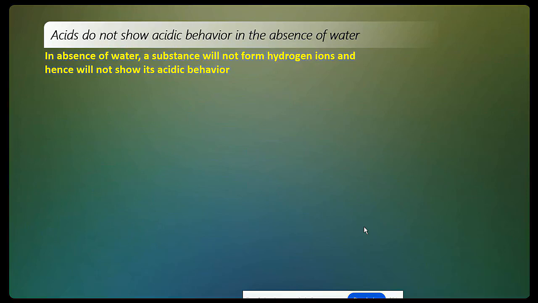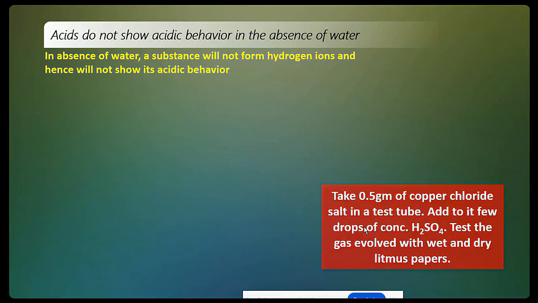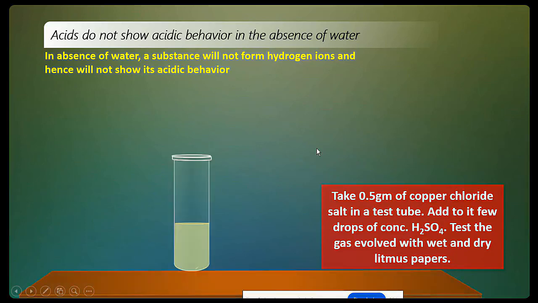So to get dry HCl gas, take 0.5 grams of copper chloride salt, CuCl2, in a test tube and add to it a few drops of concentrated sulfuric acid, H2SO4. Then test the gas evolved with wet and dry litmus paper. Okay. So what we are doing here, copper chloride CuCl2, we are combining with sulfuric acid to form HCl. How does the HCl gas form here? You see, this is the test tube which contains concentrated H2SO4. Now we are adding copper chloride into it.